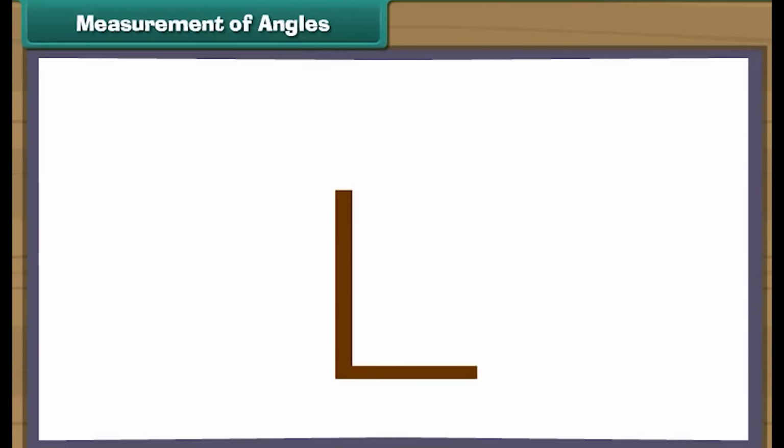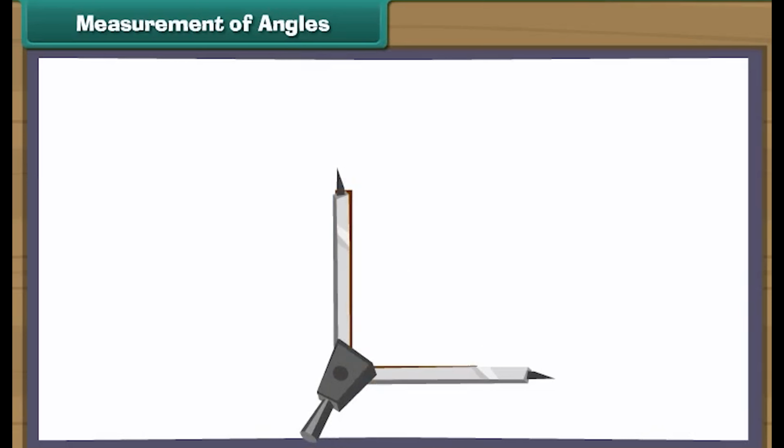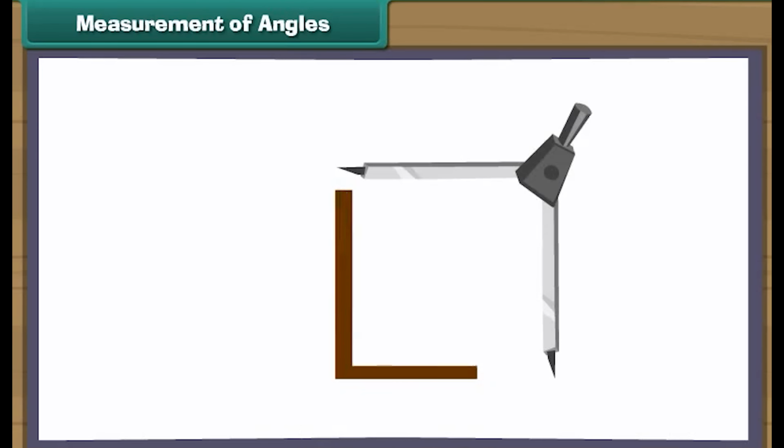Place the divider on L and adjust it to coincide with L. Lift the divider up. The angle formed by it is a right angle.